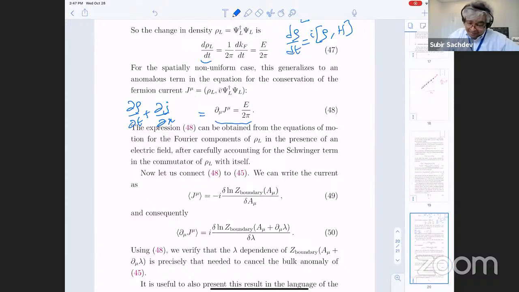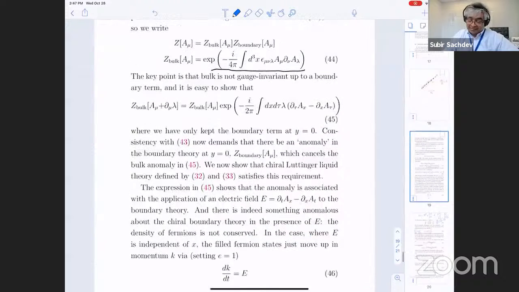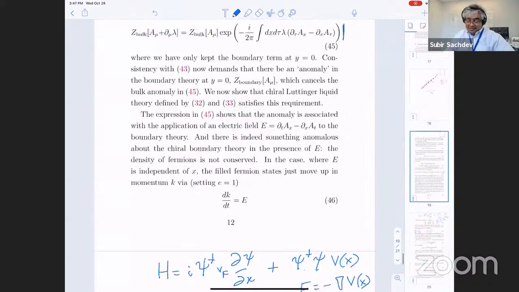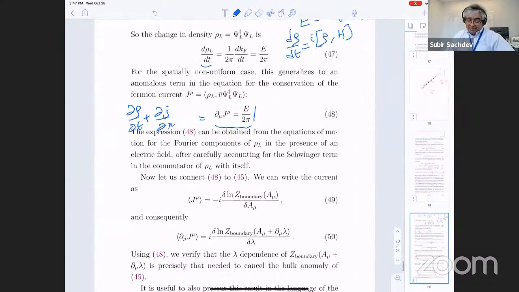Okay, so does this anomaly do the trick in terms of canceling this anomaly? It sure smells like it. Even the factor of 2 pi is right, and there's the electric field. So let's just complete the argument of how that works.